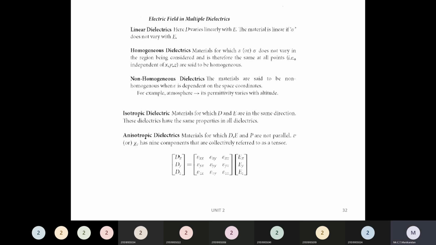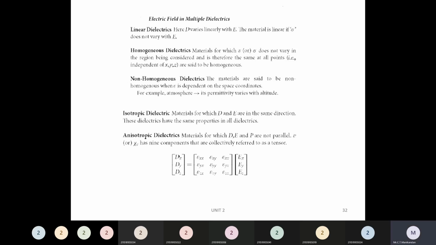The next topic is the electric field in multiple dielectrics. We have multiple kinds of dielectrics: linear, non-linear, isotropic, non-isotropic, homogeneous dielectrics and so on. In all of these, how will the values of E and D be? That we are going to see now.